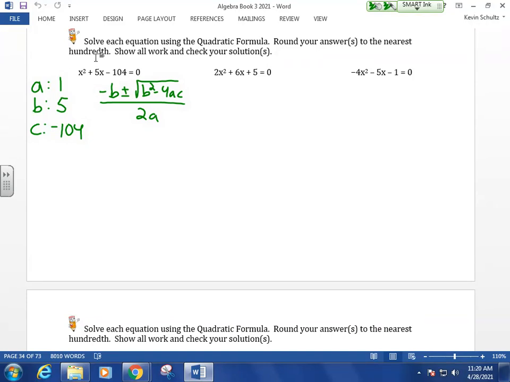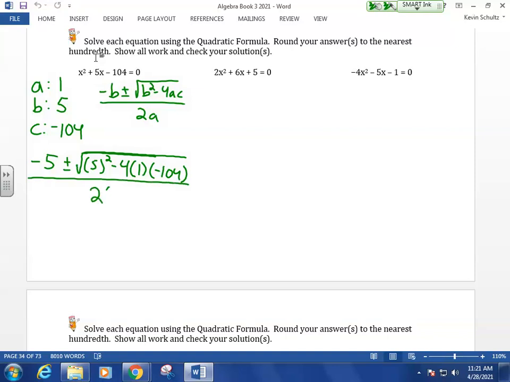Okay? So our numerator, negative b, that's going to be negative 5. All right, plug in 5 for b there. Plus or minus the square root of 5 squared minus 4 times a, which is 1, times c, which is negative 104. Again, that discriminant piece, we've already kind of done that before. And all of that is divided by 2 times a, which is 1. And now it just becomes a whole lot of algebra, really.